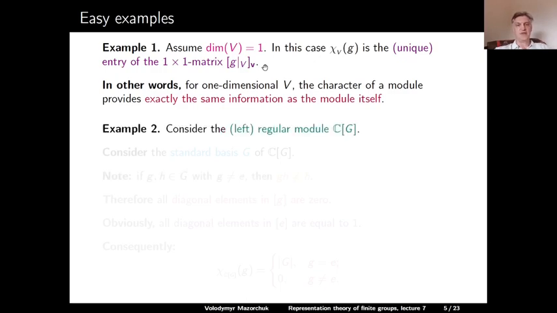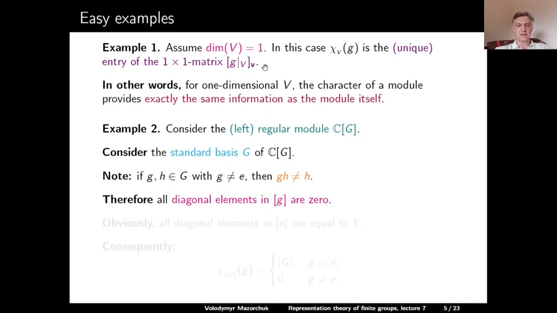Example 2. Consider the left regular module CG. This module has a standard basis consisting of the elements in G. So if we have two elements in G, g and h, such that the element little g is not the identity element, then gh is not equal to h. This observation tells us that in the case when g is not the identity element, all diagonal elements in the matrix describing the action of g on the regular module in the standard basis are zero.